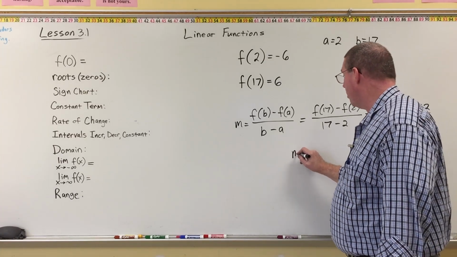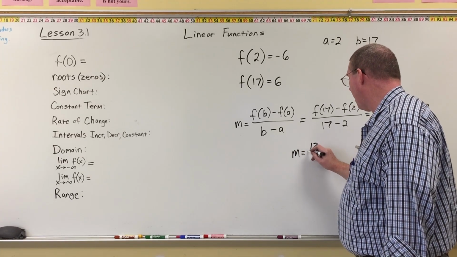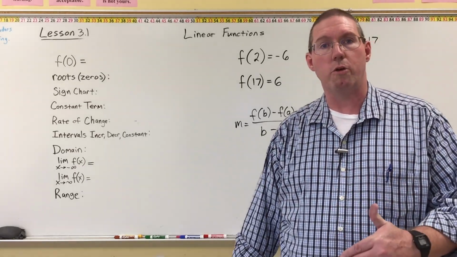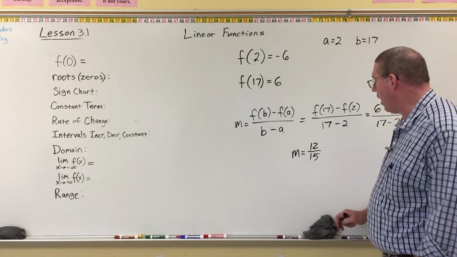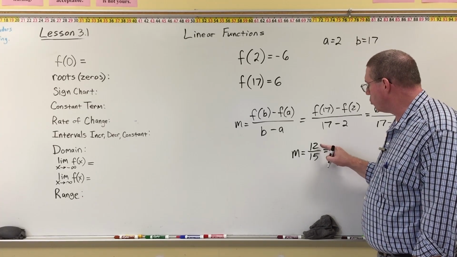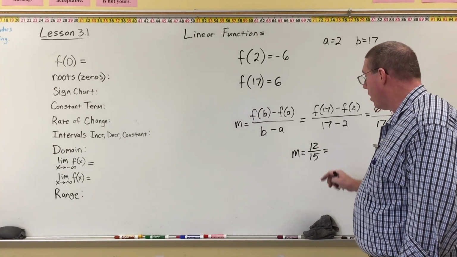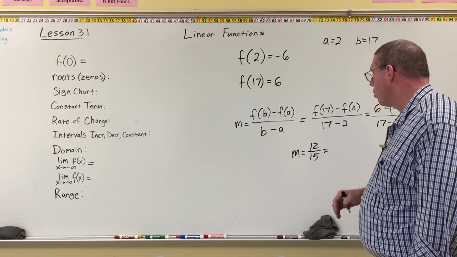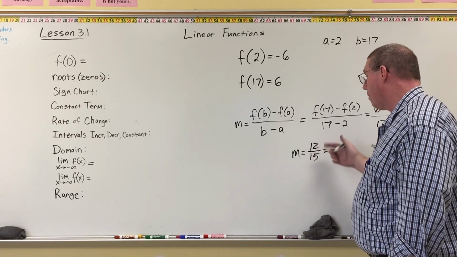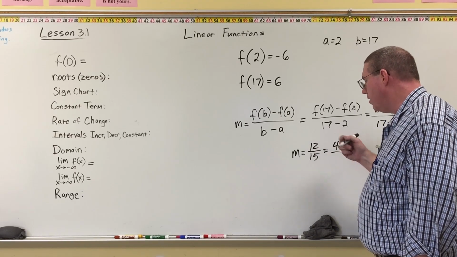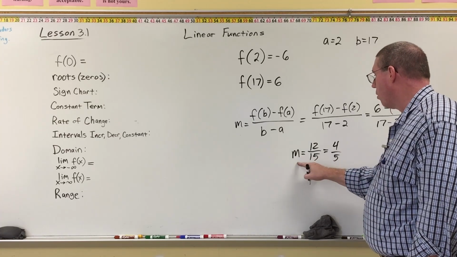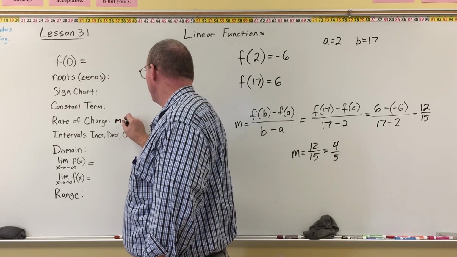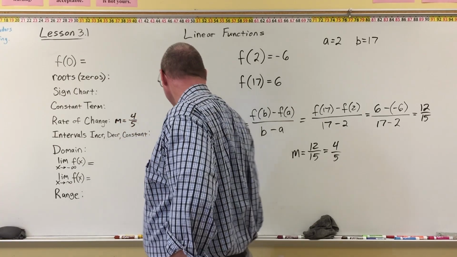Now, I know what you want to do. And I guess you can do m equals 12 over 15. But with linear functions, we need to reduce, okay? And so we need to find, is there a number that divides into 12 and 15? There is a number that divides into 12 that also divides into 15, and that is the number 3. So 12 divided by 3, that's 4. 15 divided by 3, that's 5. And so our rate of change is actually 4/5. And so over here, we'll say m is equal to 4 over 5.